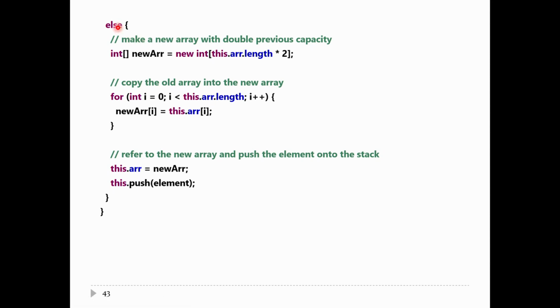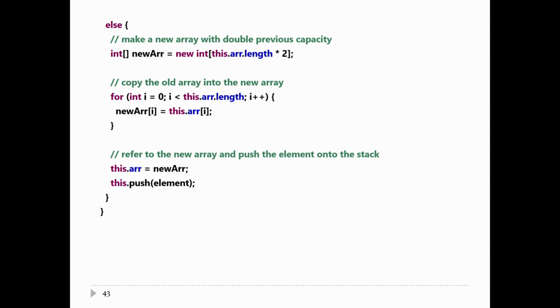Else, we've run out of space in the current array. So I'm going to make a new array called new array. When I make the new array, I'm going to make it equal to the length of the old array times 2. In other words, I'm going to double the capacity. If you increase the capacity of the array by 1, that lets the user push one more element onto the stack.